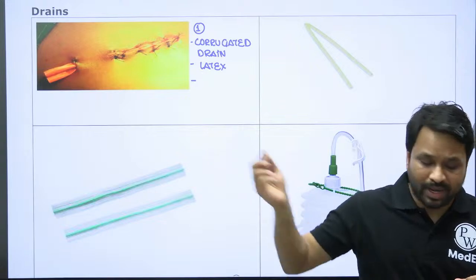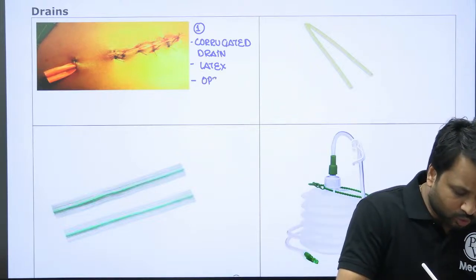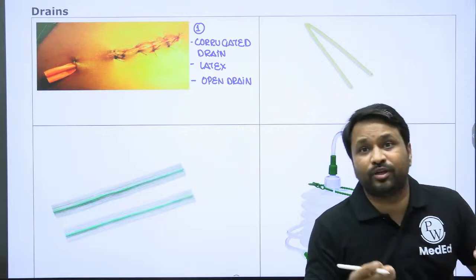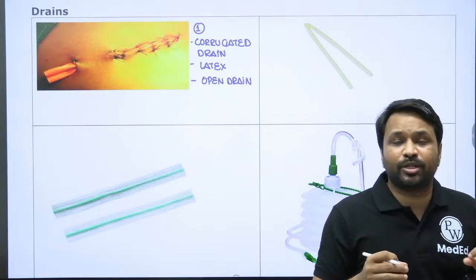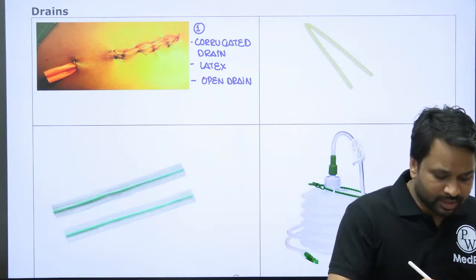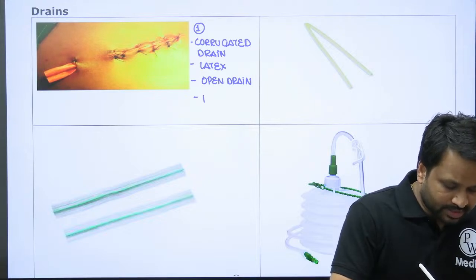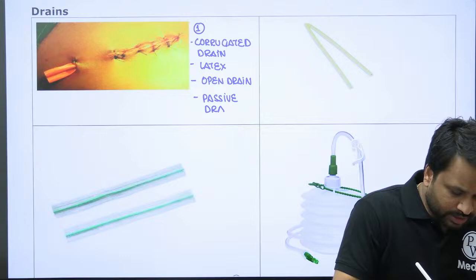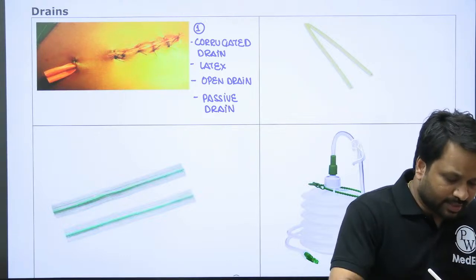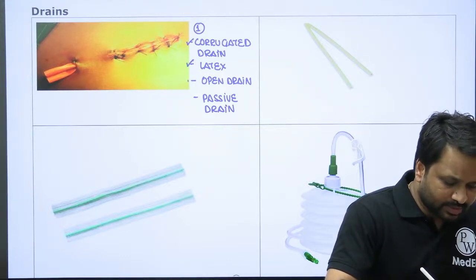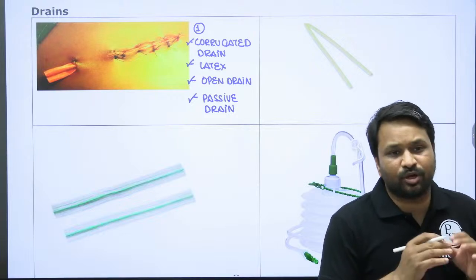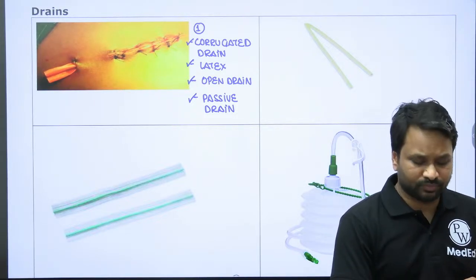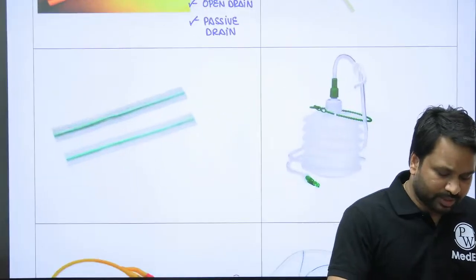The next thing you should know in a drain is whether it is an open or a closed drain. Obviously, you can see there is no bag attached to it, so this is an example of an open drain. And then, does it work on the principle of dependent drainage, or on the principle of negative suction? It is dependent drainage, so it is going to be a passive drain. So image number 1 is an example of a corrugated latex drain, which is an open drain, and it works on the principle of passive drainage, so we call it a passive drain, right?